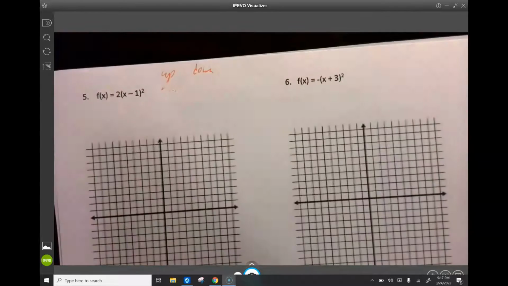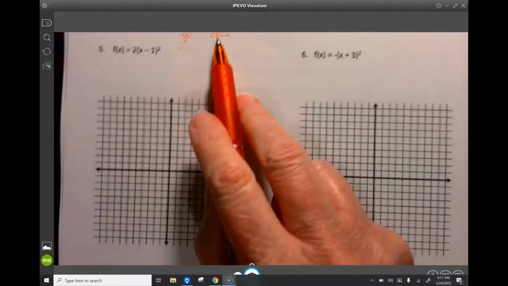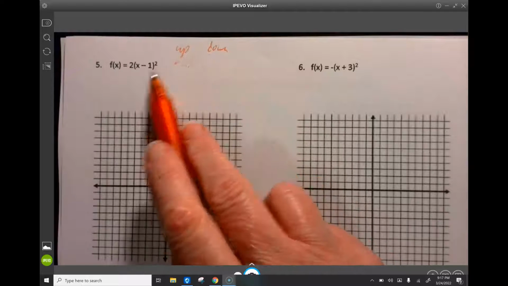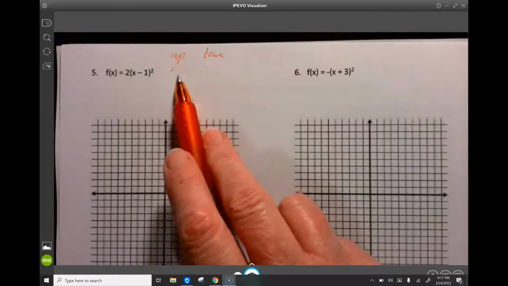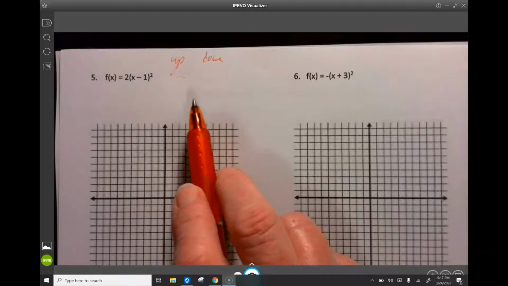Okay, so write down if it's an up or down, max or min. I'll wait. Tell me if it's a stretch or a shrink, and if so, how much. Tell me what the shifts are in the vertex. Okay, I'll say those again.